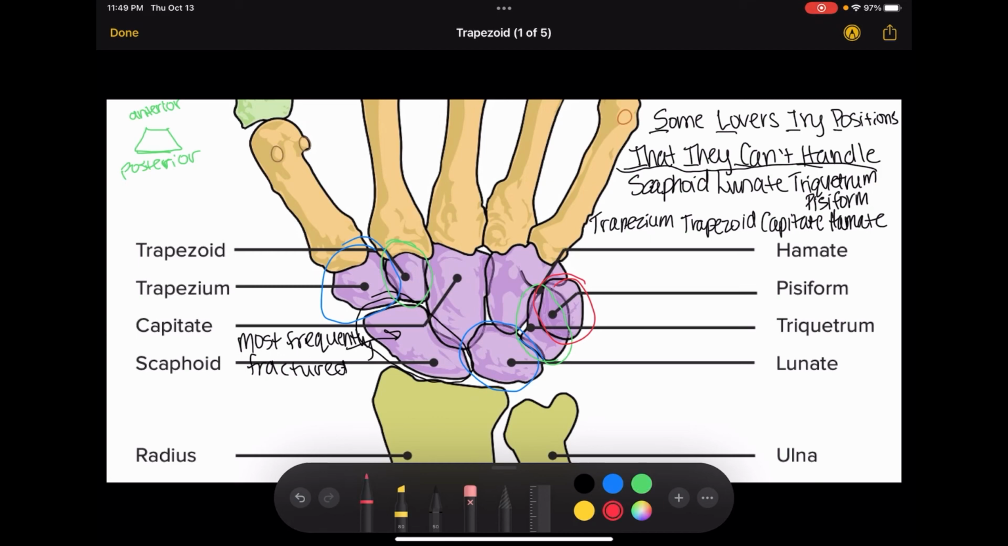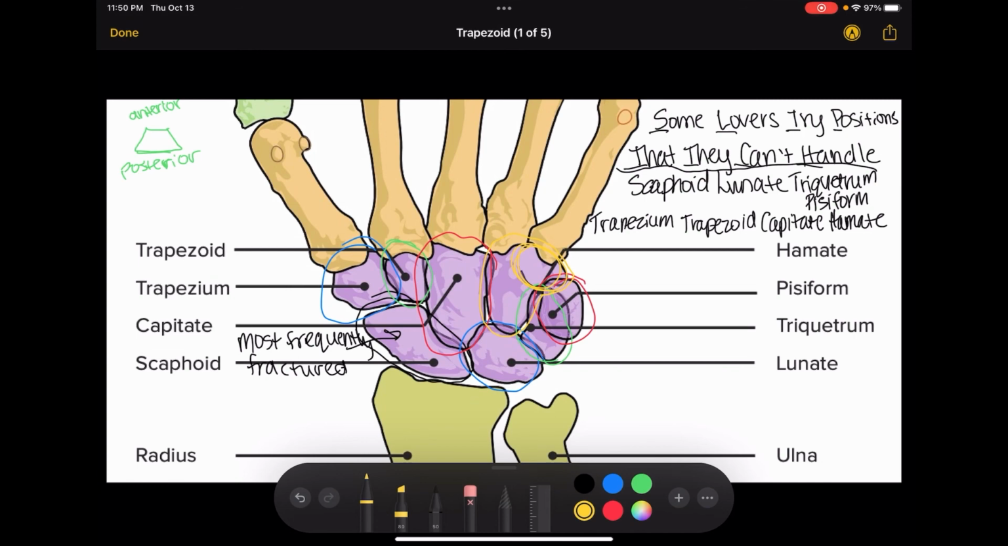The capitate is right here, and it's the largest and most centrally located bone in the wrist, and it's shaped like a head, and that's why they call it the capitate, I guess. Because capit means head, and decapitate means cut off your head. And then the hamate is this little bone right here. Whenever I think of the hamate, I always think of Thor's hammer. It's known for the hook on the hamate. I think of it as the handle of Thor's hammer.